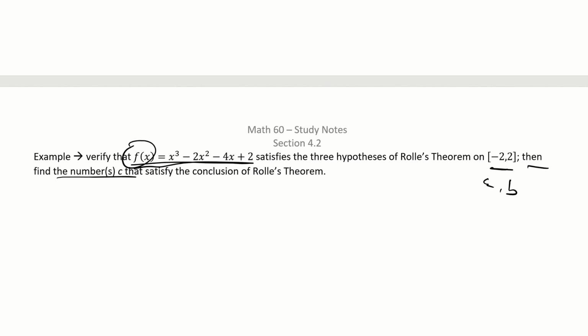Anyway, one, f of x is a polynomial. It is x cubed minus 2x squared minus 4x plus 2. Hence, it is continuous.